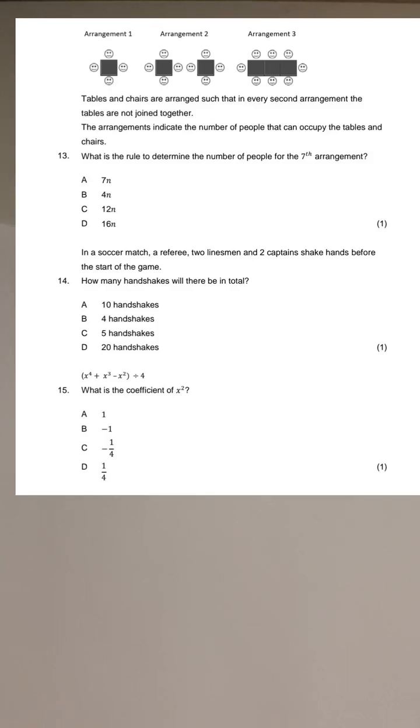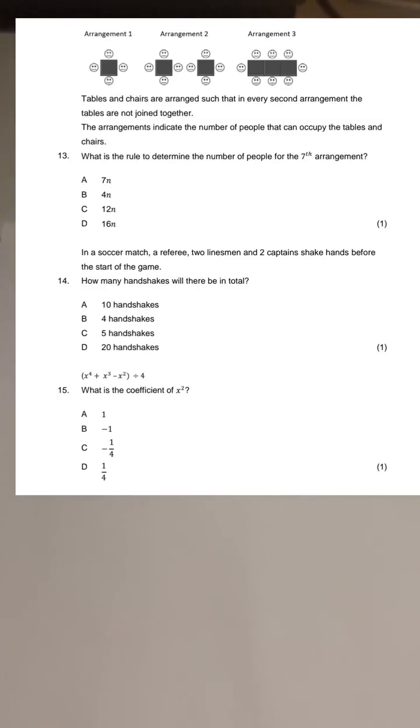15 says, what is the coefficient of x squared? You have x to the power 4 plus x to the power 3 minus x squared in brackets, and it's divided by 4. And then the question is, what is the coefficient of x squared?